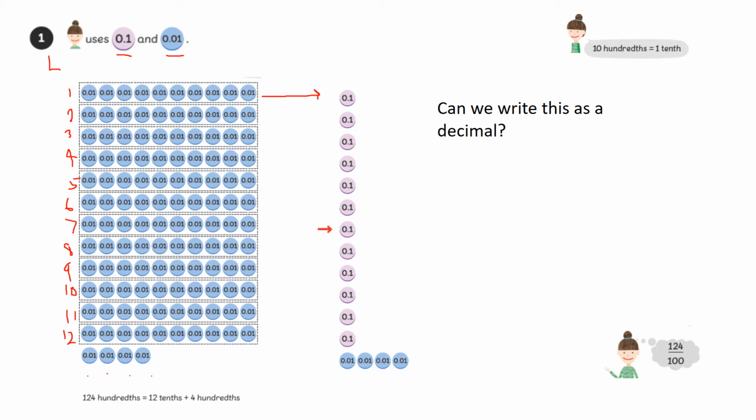So Lola has worked out that in fact 124 hundredths is also the same as 12 tenths and then 4 hundredths. Now, how can we write this as a decimal? You might have noticed down here that we have a little reminder from Lola of how to write it, of course, as a fraction, but we need to think about how we could write this as a decimal. Any ideas? Let's explore this a bit more. We can come back to that.